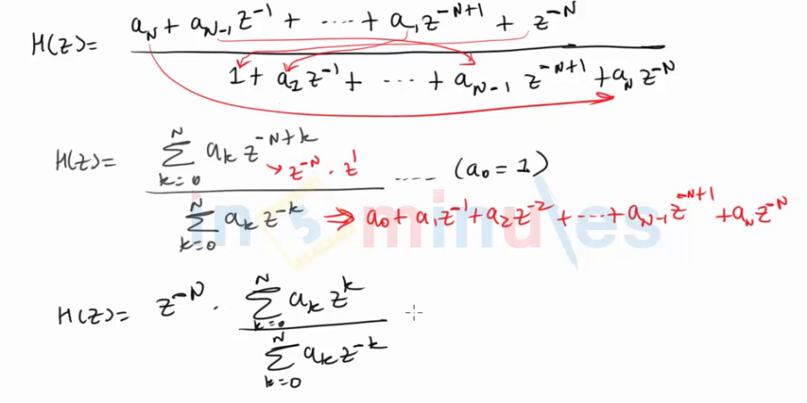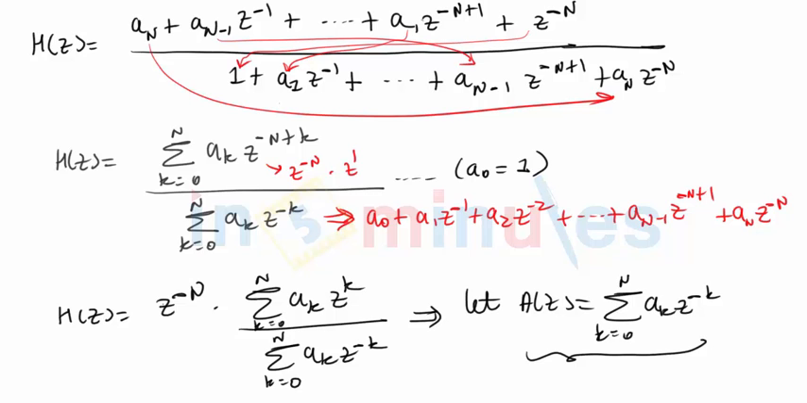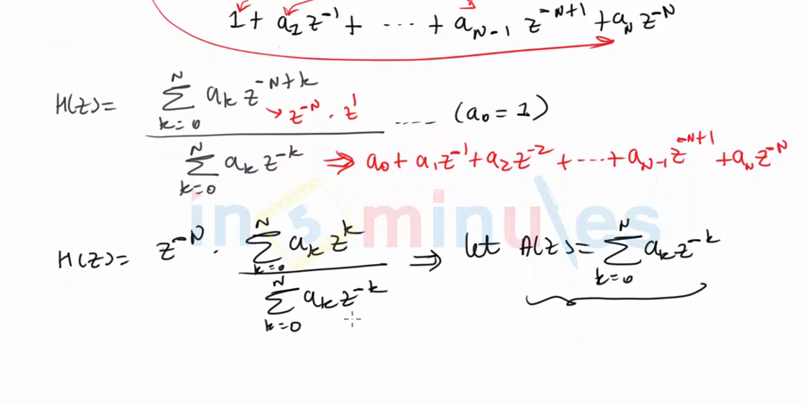Okay, next I'm saying that let a of z be equal to summation ak z raised to minus k, where k will vary from 0 to n. So I'm making this substitution. I'm going to replace the denominator, which is summation ak z raised to minus k, with a notation a of z. So a of z represents the entire denominator polynomial. So we get h of z equal to z raised to minus n remains, denominator becomes a of z.